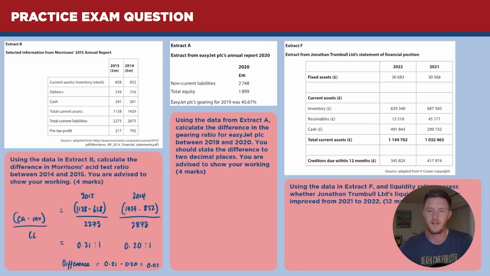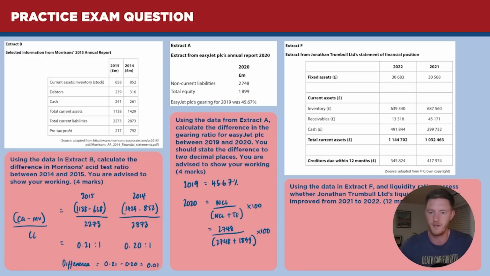For the second, it's the difference in the gearing ratio between 2019 and 2020. So 2019, we are saying it is 45.67%. That is given to us in the little case study there. So we need to work out 2020. We've got non-current liabilities and total equity. So that is going to be 2748, our non-current liabilities, over our non-current liabilities plus our total equity. Gives us a percentage of 59.13%. And it says the difference. So the difference is 13.46%.